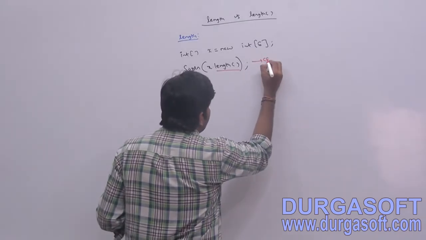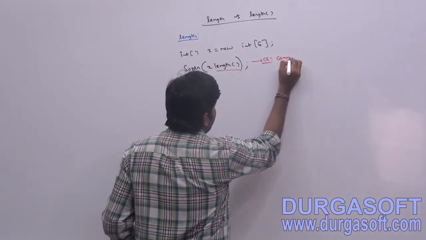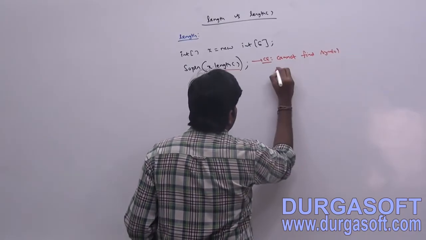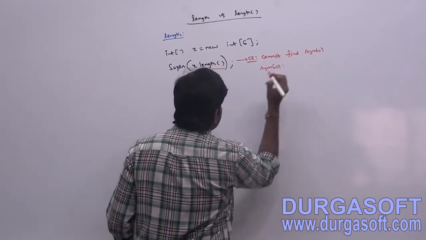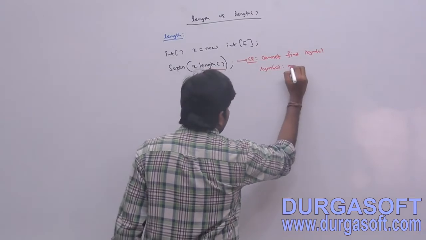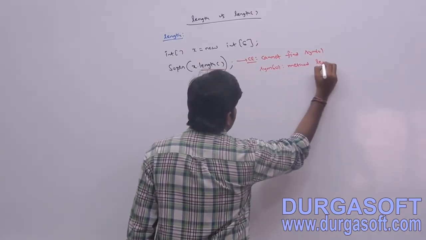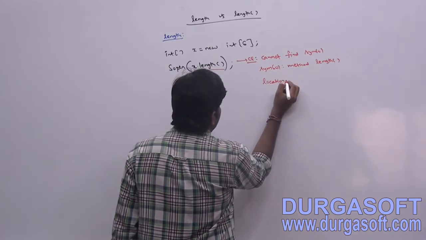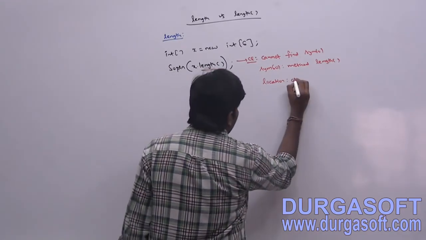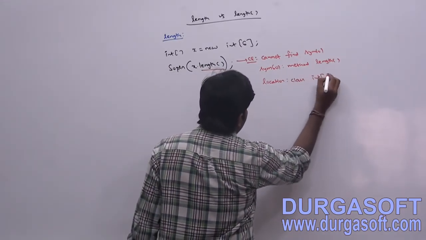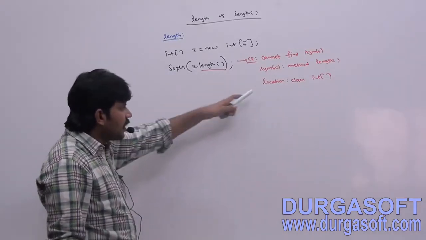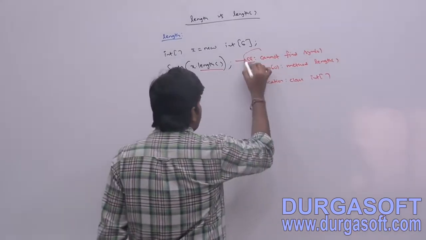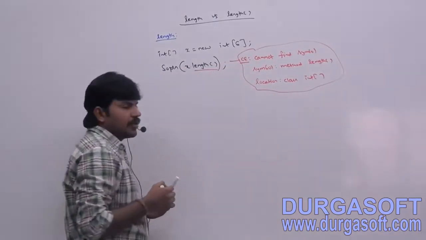Now we are going to get a compile time error saying cannot find symbol. Which symbol? Method length. In which location? Class int array type. For int array type, there is no length method. How can I compile? It is nothing but a compile time error that you are going to get by default.